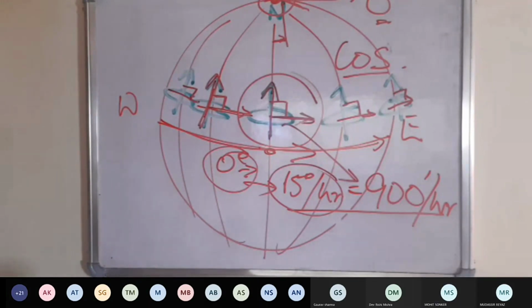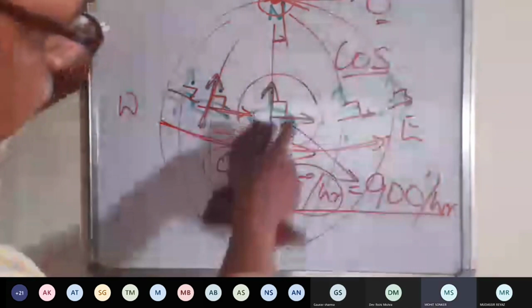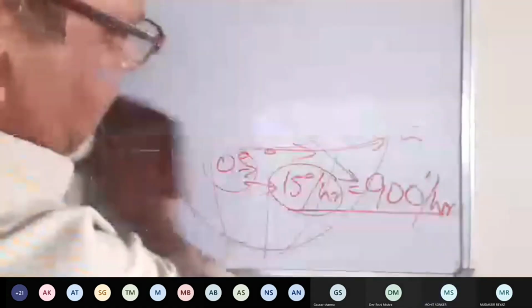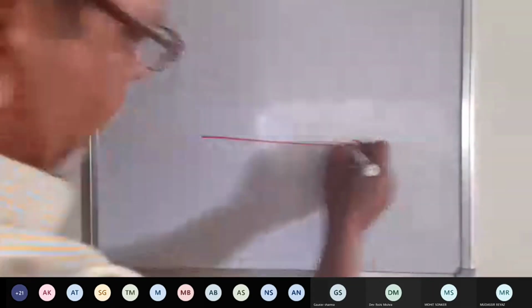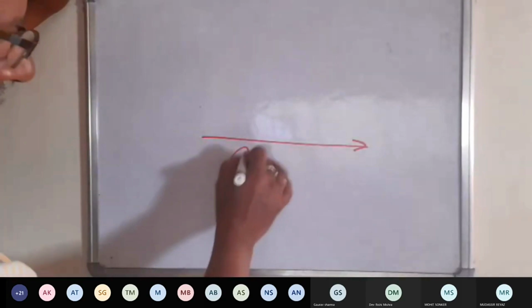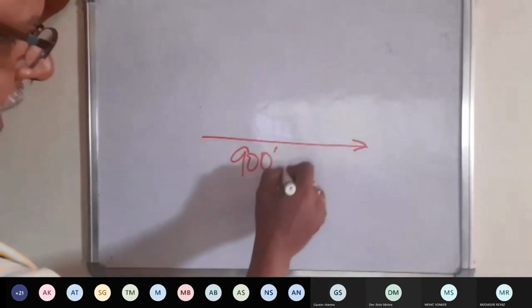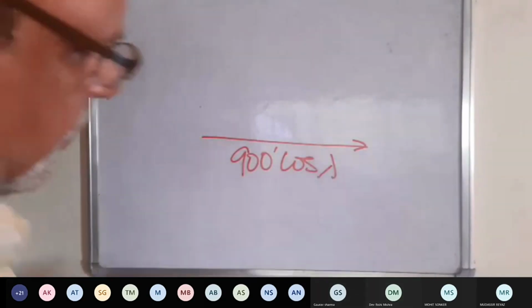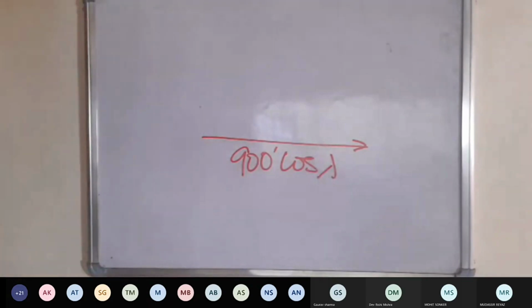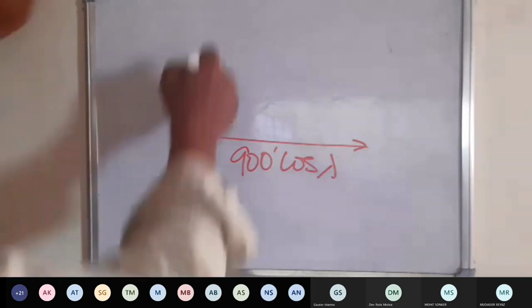Yes, sir. Okay, very good. So now we make it small. Not on such a big Earth; now we are looking at it locally. So Earth at all times is moving at the peripheral speed of 900 miles cos latitude. Is that correct? Yes, sir. We have taken the vector.